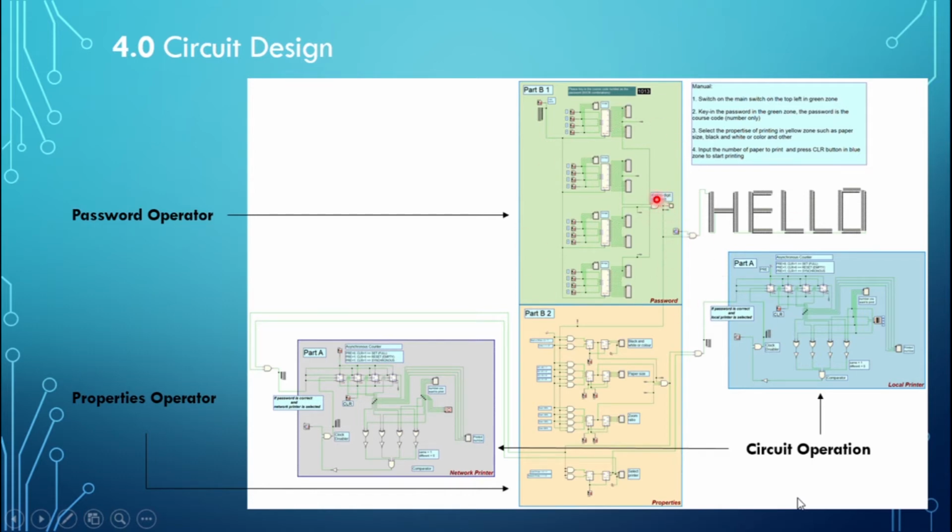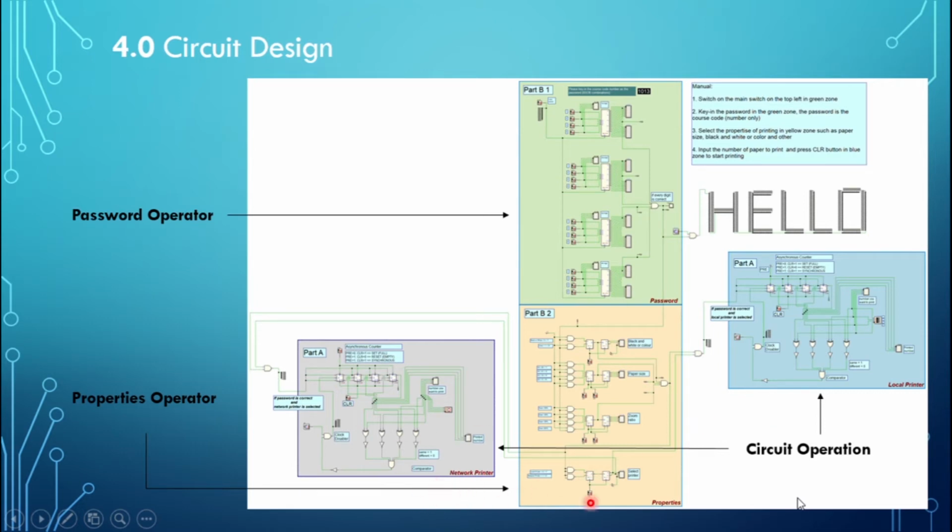This one is the AND gate. Once every bit is correct, this AND gate will push a signal to our multiplexer. This one is our properties operator. The user will be allowed to choose the printer properties that they want, or maybe use default properties as well. And then this one is the operation.